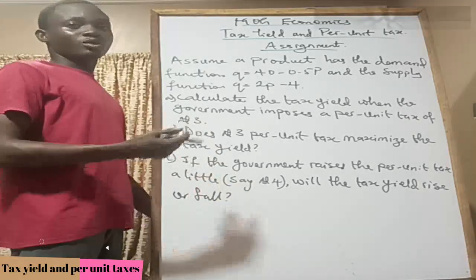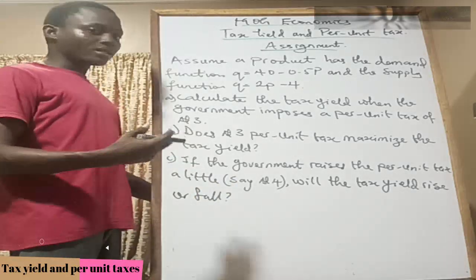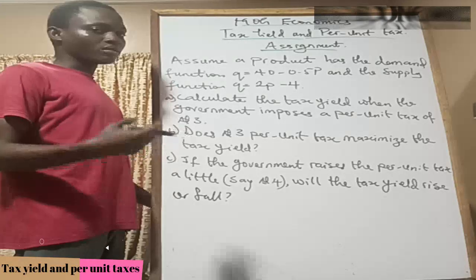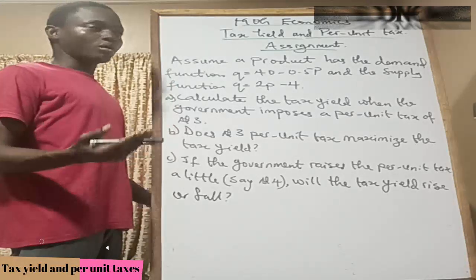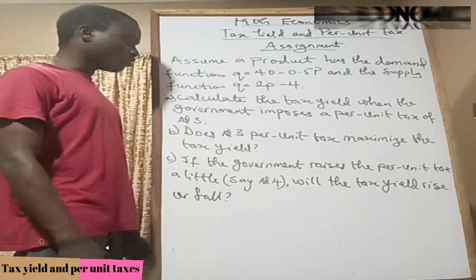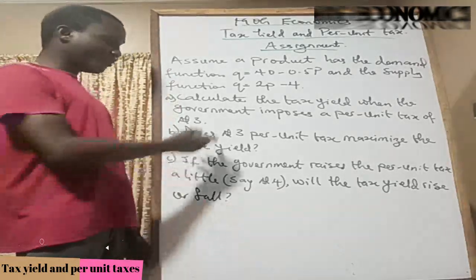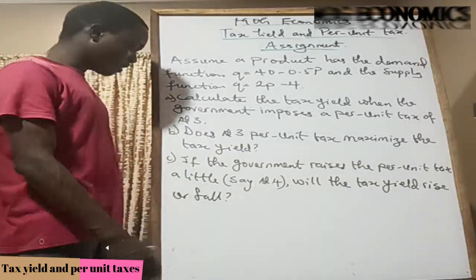But if the answer happens to be 3, then that means 3 naira is maximizing the tax yield. But if your answer is not 3, then that means 3 naira is not maximizing the tax yield. So you just pretend as if you don't know what the T is, as if you've not been given any T at all, and you work with that. More or less, I try to prove if 3 naira maximizes the tax yield.